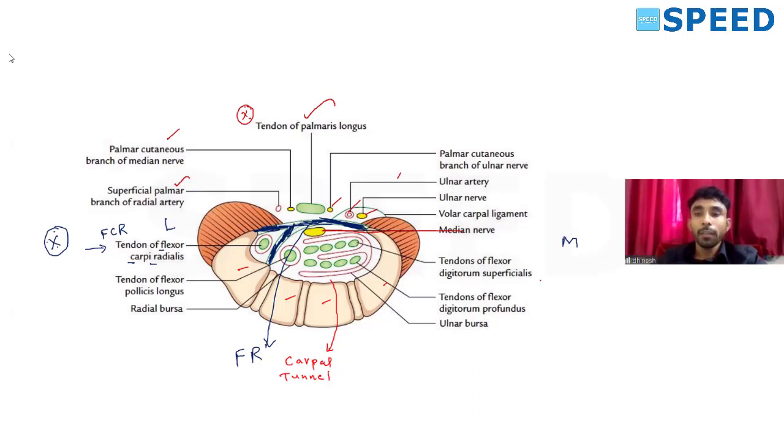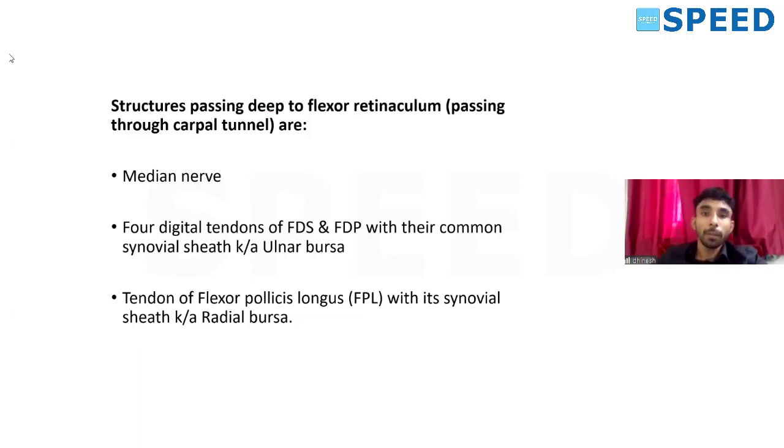Other than that, you can see the 4 tendons of FDS, isn't it? Then the 4 tendons of FDP and the 2 synovial sheaths surrounding the 4 tendons of FDS and FDP, and also one more tendon moving to the thumb called flexor pollicis longus tendon, which is surrounded by the radial bursa, right? So what are the structures passing deep to the flexor retinaculum? As I told already, structures passing deep to the flexor retinaculum means structures passing through the carpal tunnel.